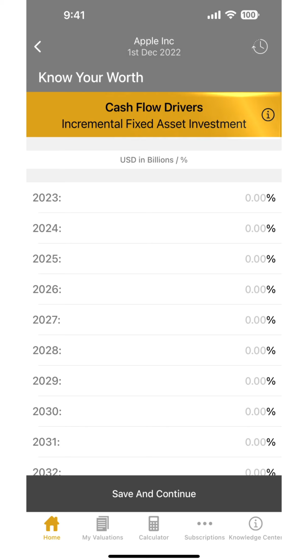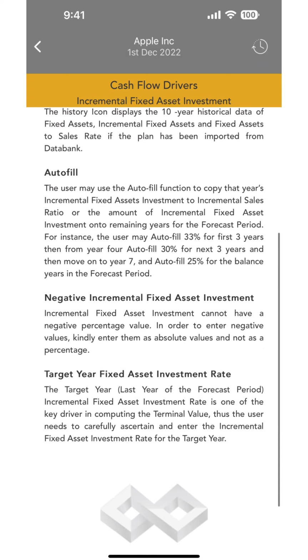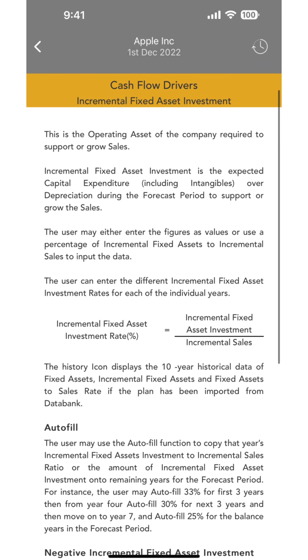Any growth requires investment into operating assets, be it fixed assets or intangible assets, and net working capital. Do you see the eye icon on the top right? By clicking this icon, you can then view tooltips, which tells you how to go about your valuation.